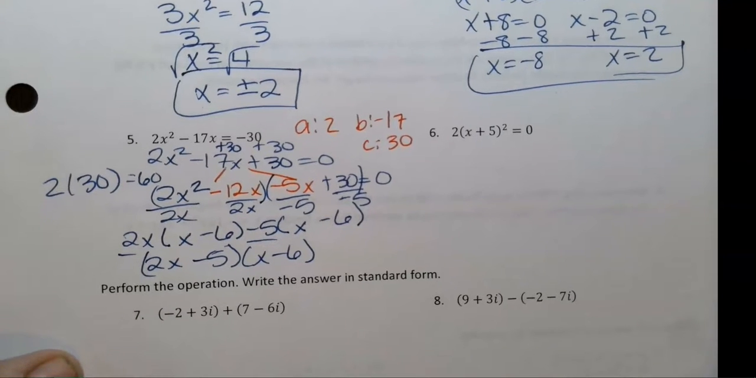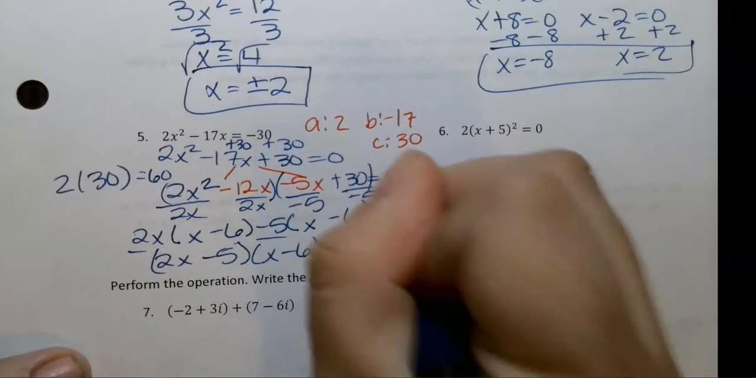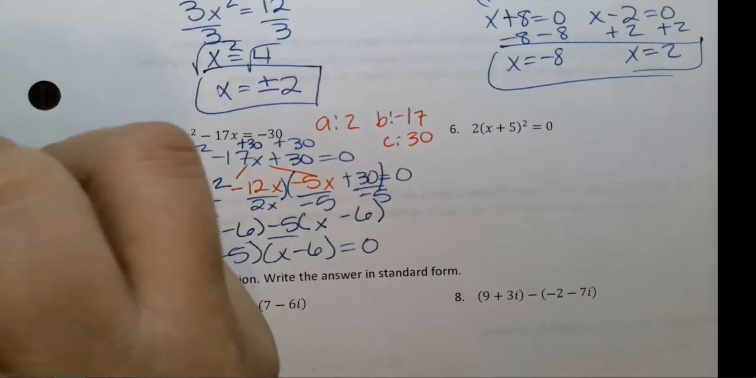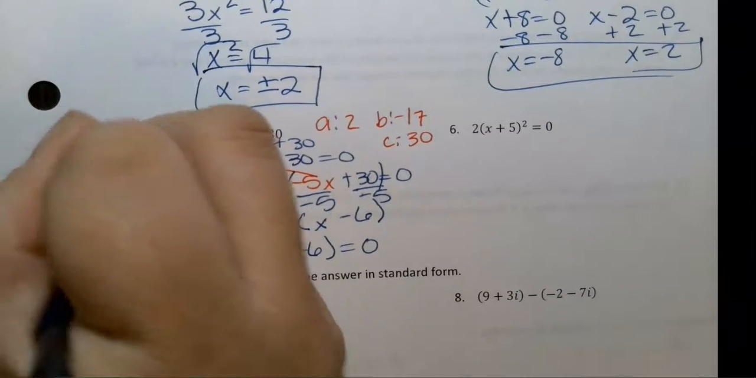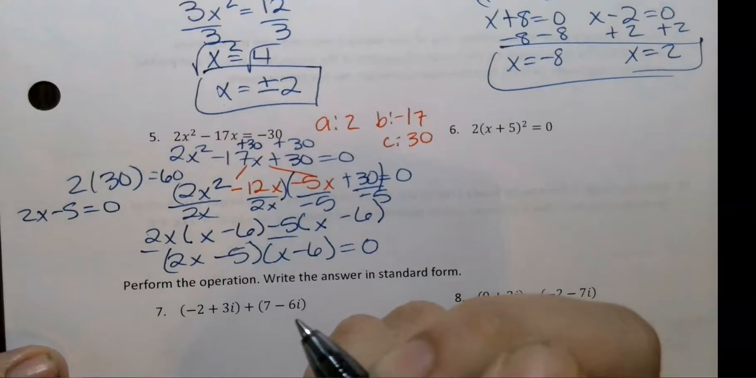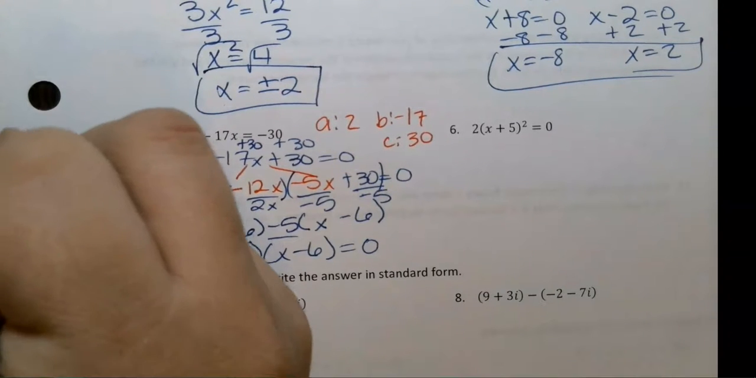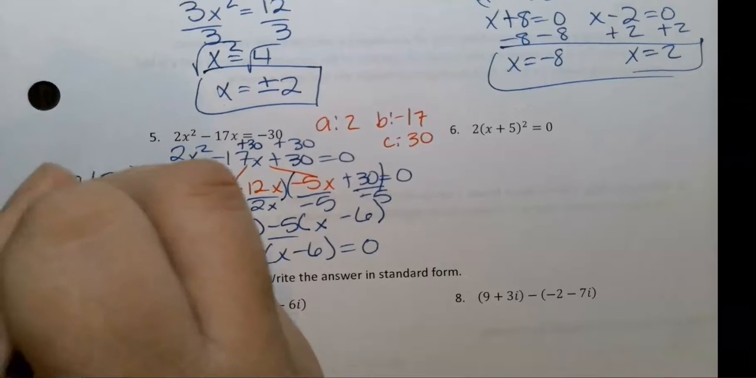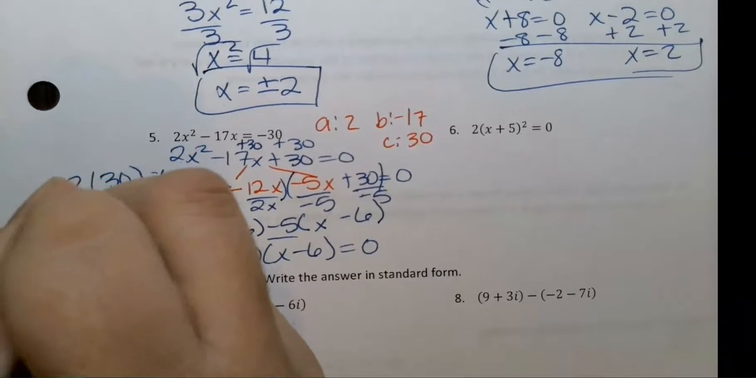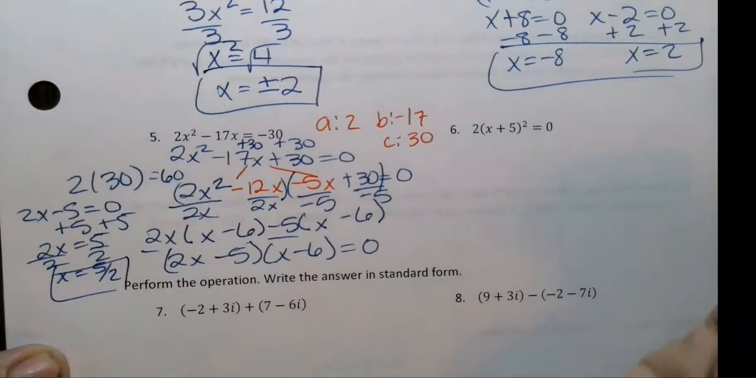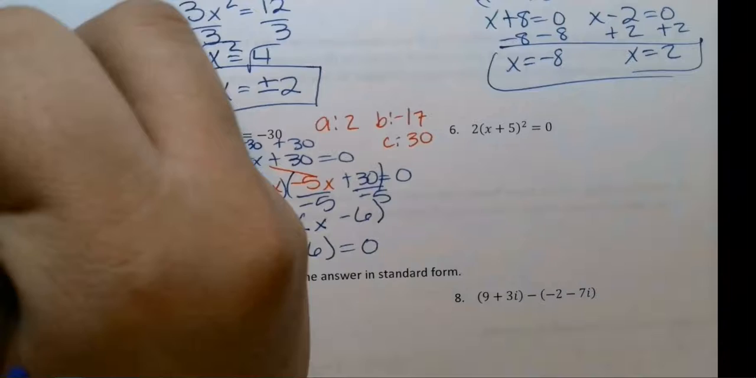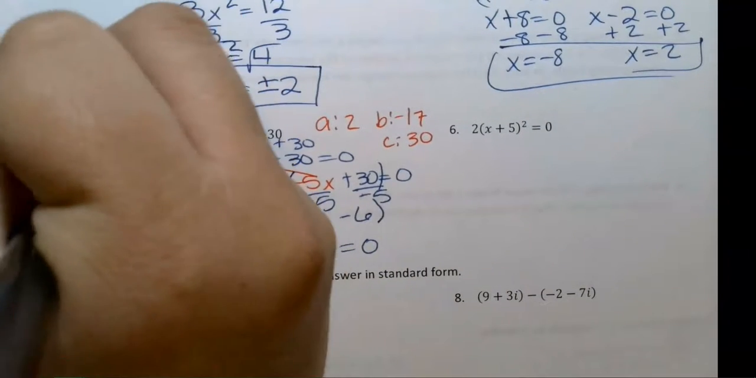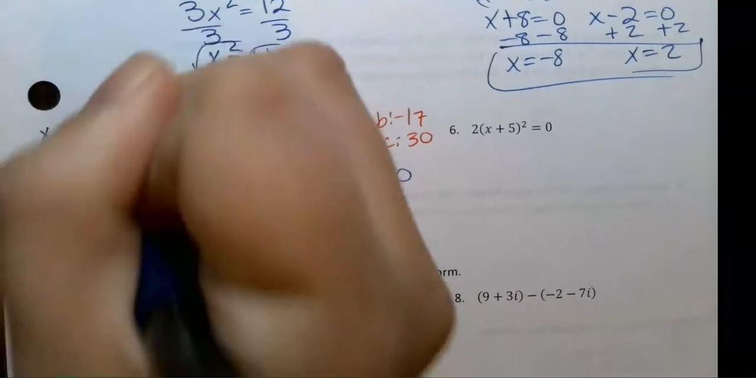And then I want to take each of those pieces, because remember this still equals 0, and set them equal to 0 and solve. So I'm going to have 2x minus 5 equals 0. And I want to go ahead and add 5 to both sides. I get 2x equals 5. Divide both sides by 2. I get x equals 5 halves. I want to do the same thing for x minus 6. I add 6 to both sides, and I get x equals 6.